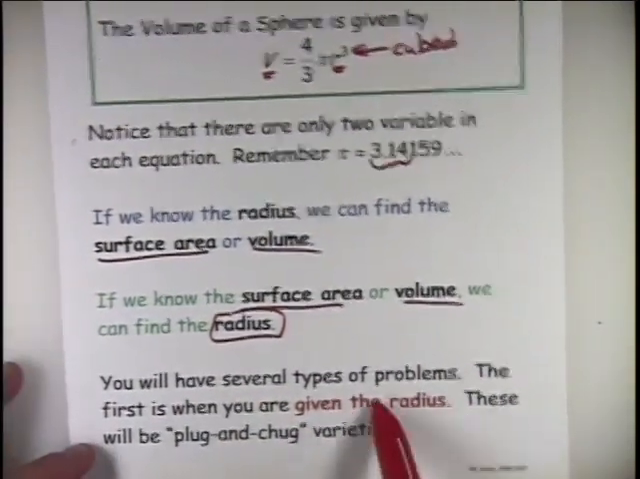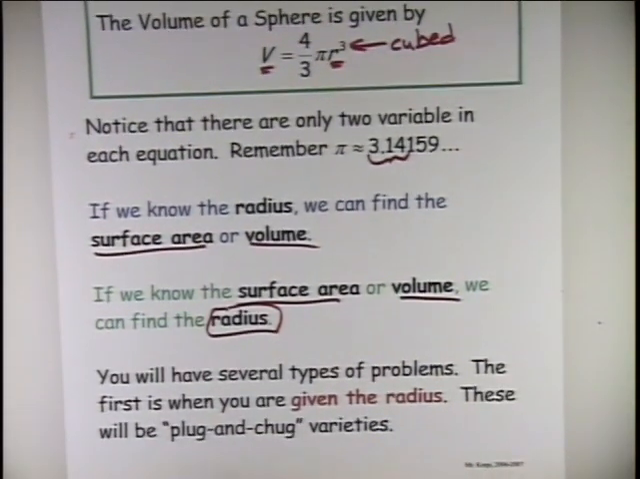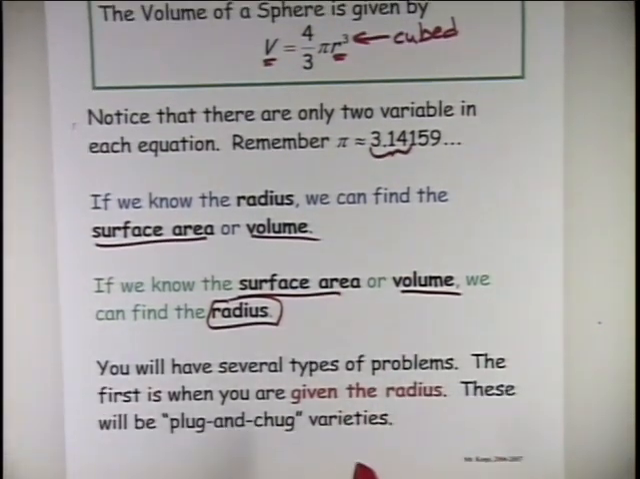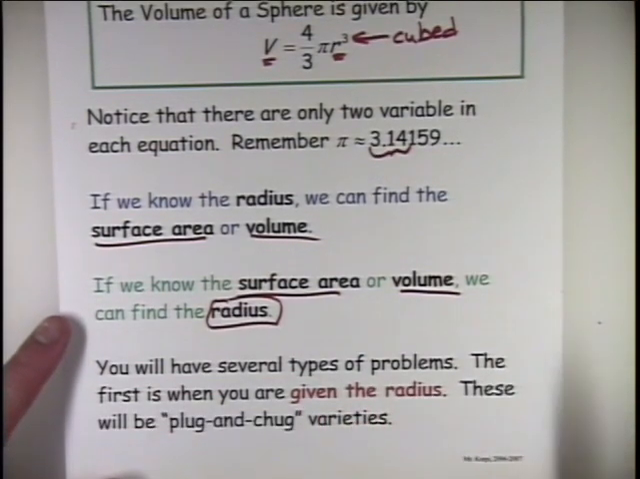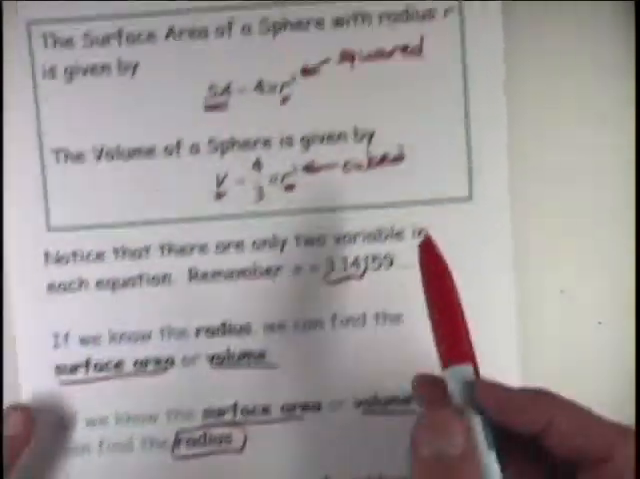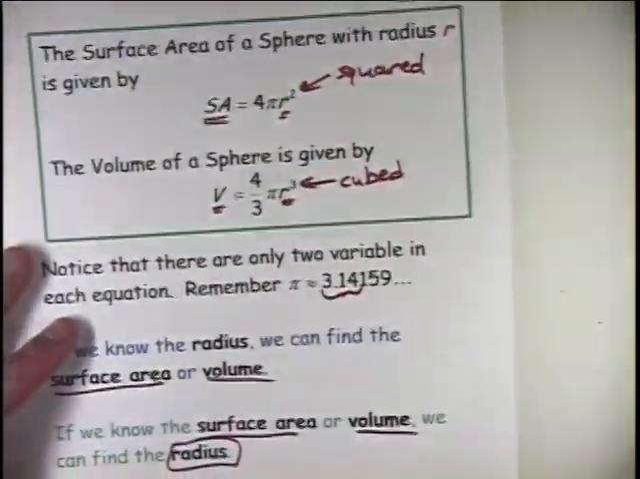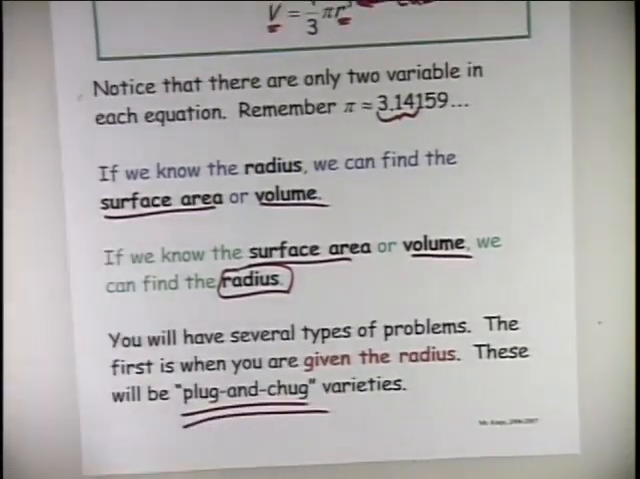So we're going to have several types of problems that are going to appear either in class or on our standardized tests, and we need to know how to work each one in every case. The first variety that we're going to look at today is the easiest variety. It's when you're given the radius or you're given the diameter, which is basically giving you the radius. You're just going to be plugging in to the right-hand side of these formulas and chugging along. So I call these plug and chug varieties. Real easy. Plug in and get the answer. Let's take a look at one.